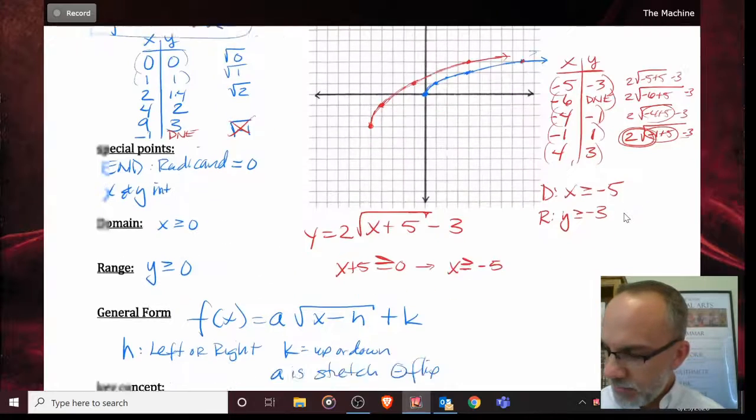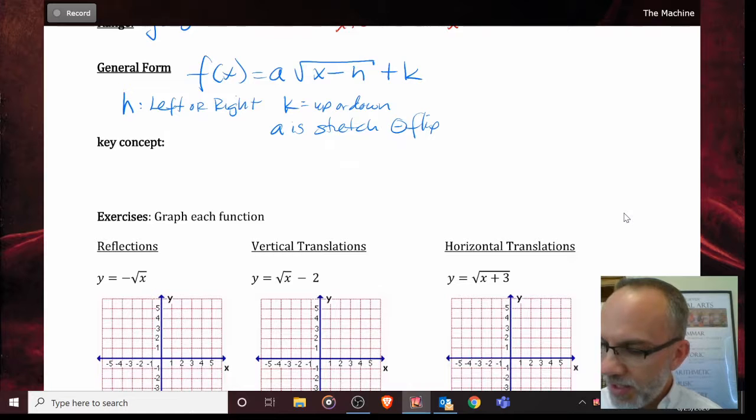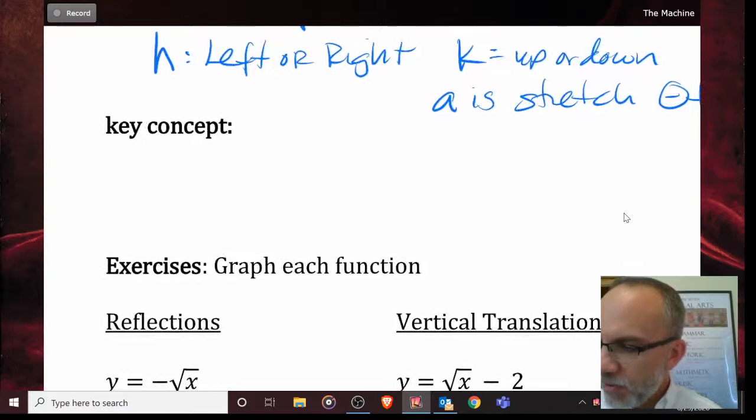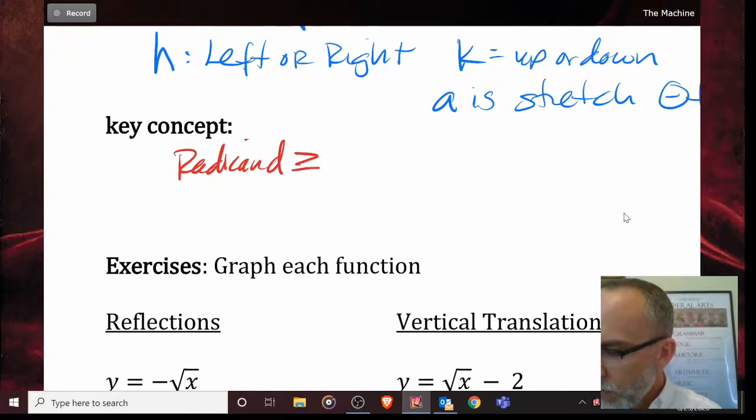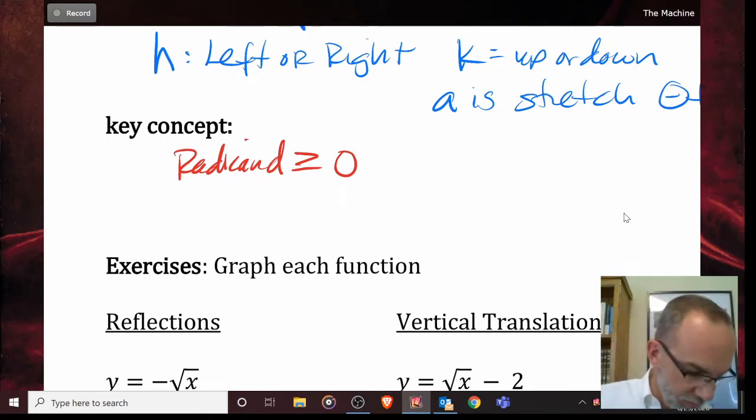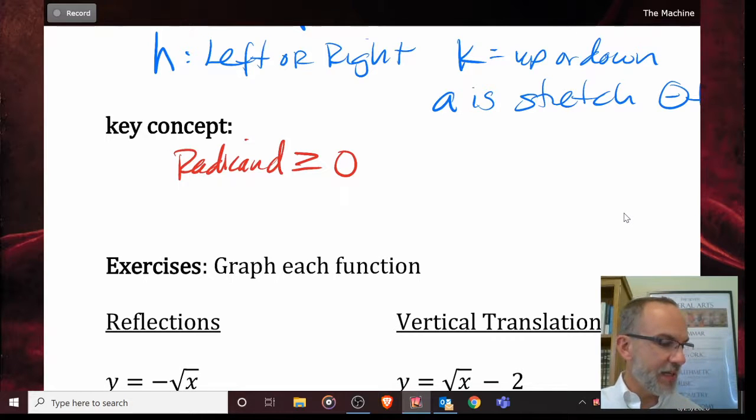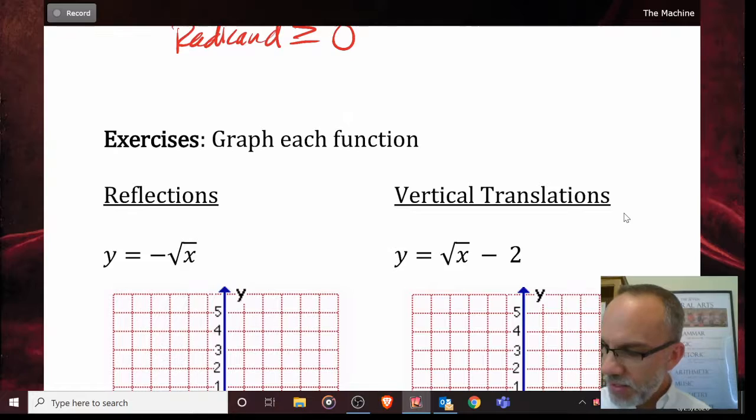But in any case, key concept. The key concept here is to set the radicand greater than or equal to 0 first. Okay, that's the key idea. Find the ending point. Okay, so I will let you do now the exercises then.